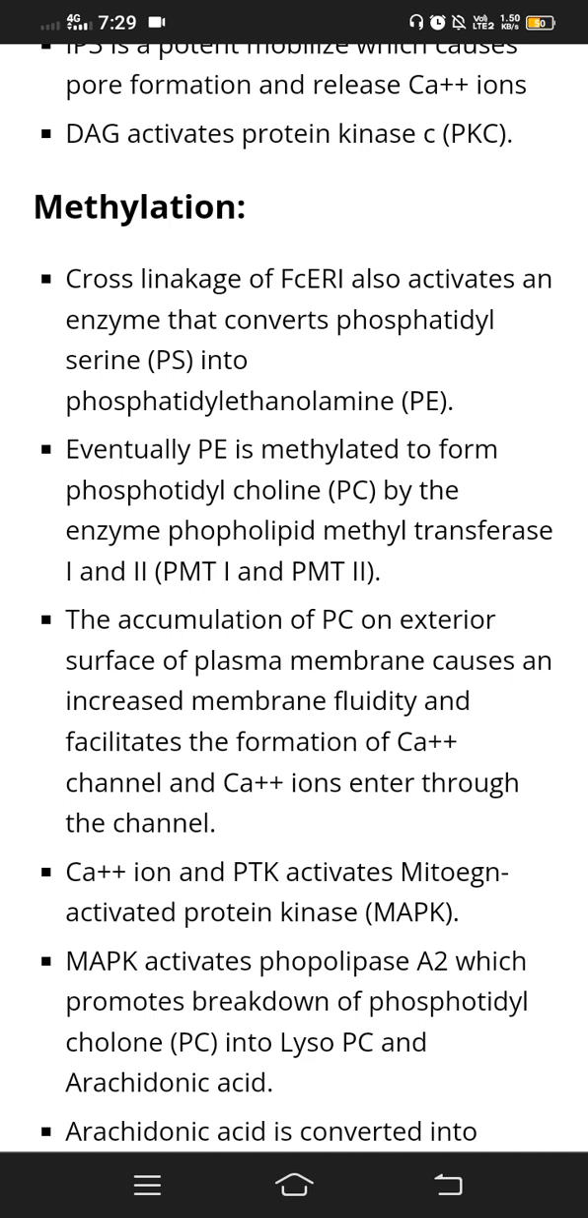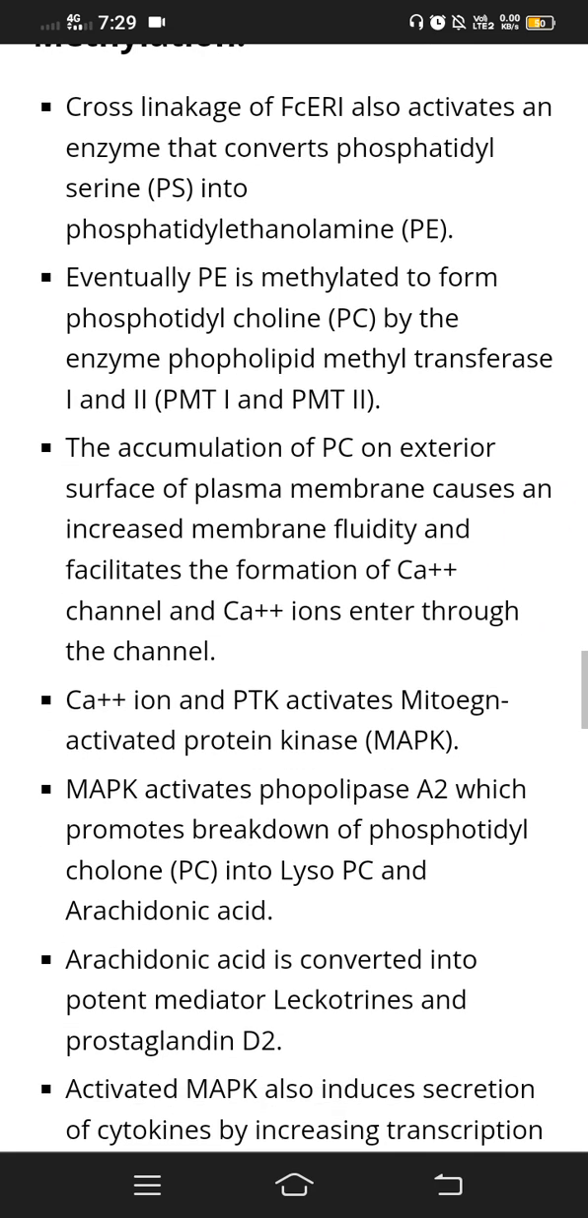Methylation. Cross-linkage of FcεRI also activates an enzyme that converts phosphatidylserine into phosphatidylethanolamine. Eventually, PE is methylated to form phosphatidylcholine by the enzymes phospholipid methyltransferase 1 and 2, PMT1 and PMT2. The accumulation of PC on the exterior surface of the plasma membrane causes increased membrane fluidity and facilitates the formation of a Ca++ channel, and Ca++ ions enter through the channel.